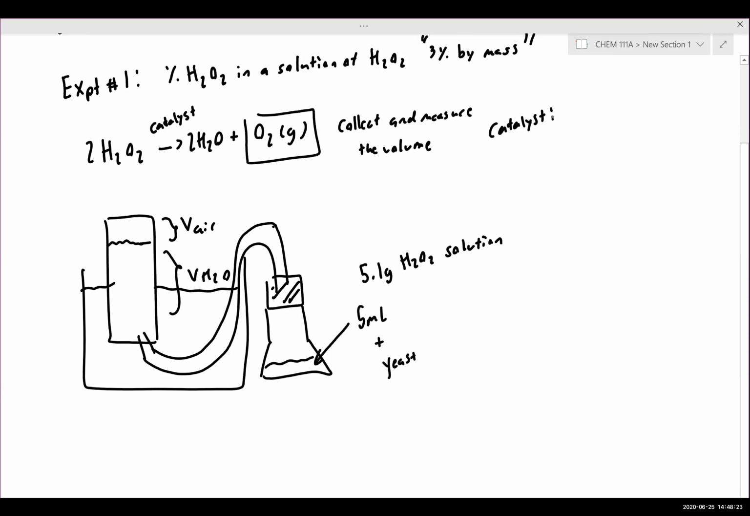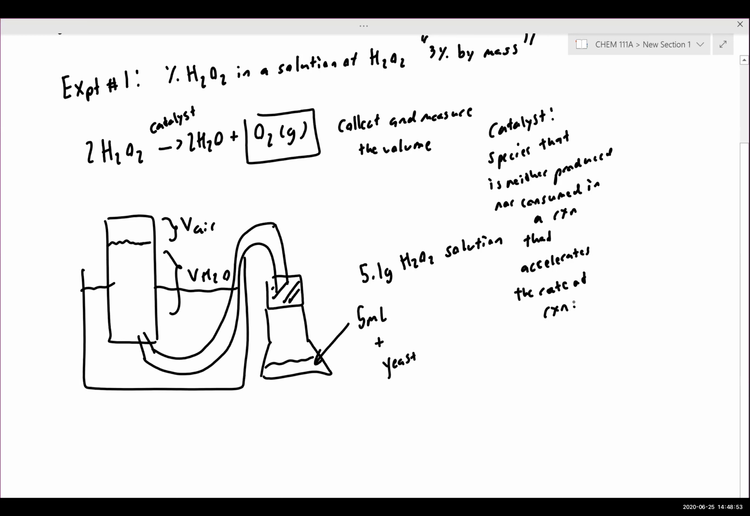A catalyst is defined as a species that is neither produced nor consumed in a reaction that accelerates the rate of reaction. So instead of the decomposition of hydrogen peroxide taking days, it takes mere seconds to minutes.